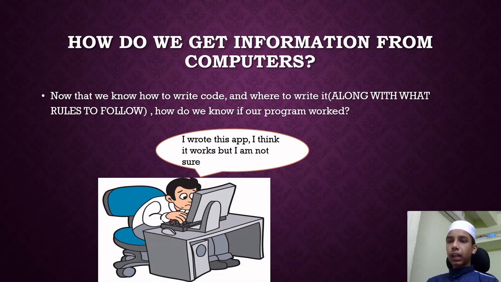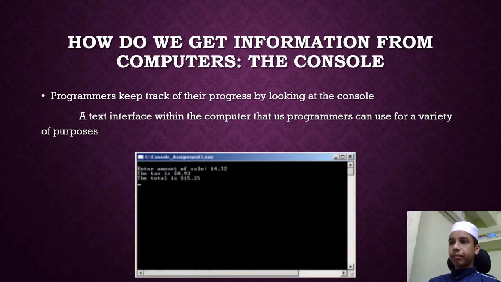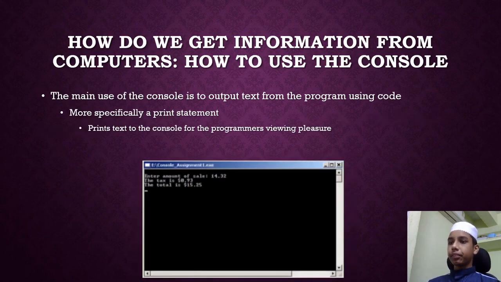Now we have learned about what programming is and how we write code, but we don't yet know how we get information from the computer. We will learn about it. How do we get information from computers? The console. Programmers must keep track of their progress by looking at the console, a text interface within the computer that programmers can use for a variety of purposes. The main use of the console is to output text from the program using code. More specifically, a print statement prints text to the console for the programmer's viewing pleasure.